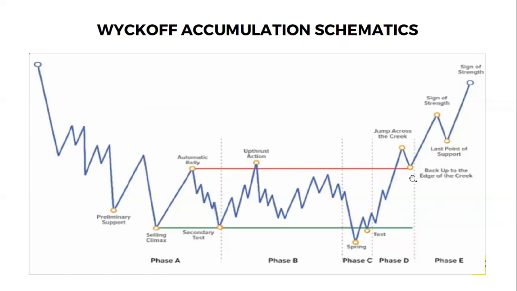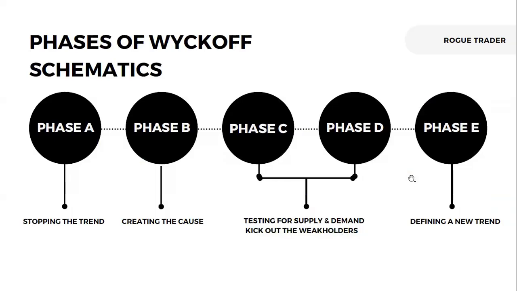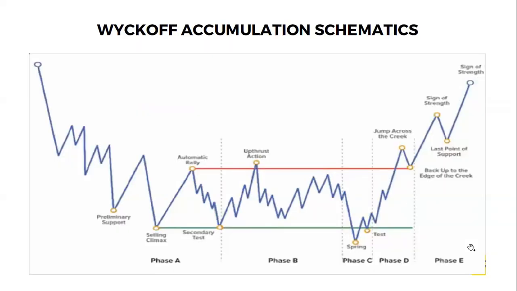So once the phase D is completed, phase E, the final phase. So what is the final phase? Defining a new trend. Okay, it will create a new trend from this particular phase. The absorption phase, every single thing. They kicked all the sellers out of the markets. They kicked all the weak holders out of the markets. All the absorption phases completed. They have enough power to create a new trend in the market. The smart money has enough power to create a new trend in the markets.